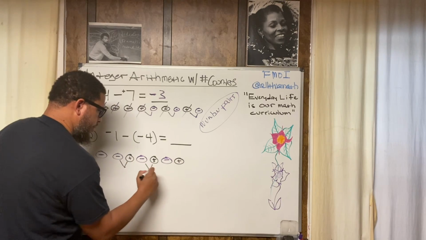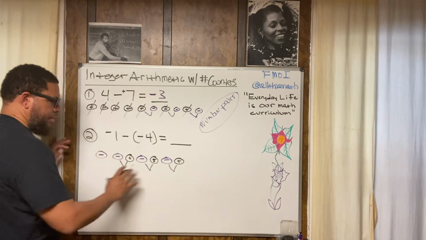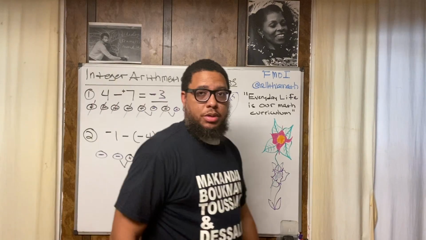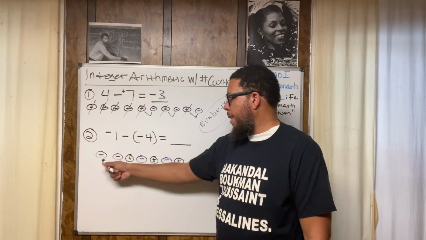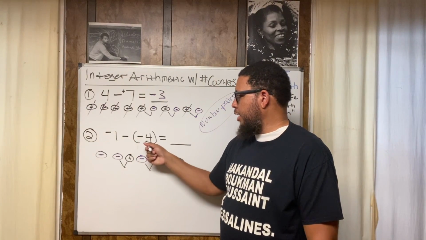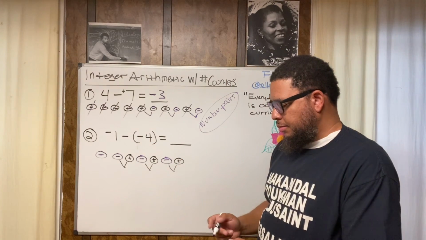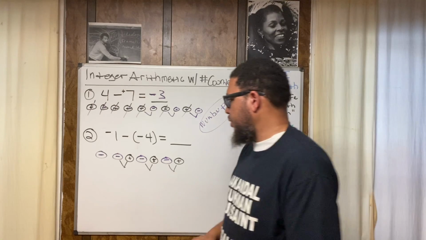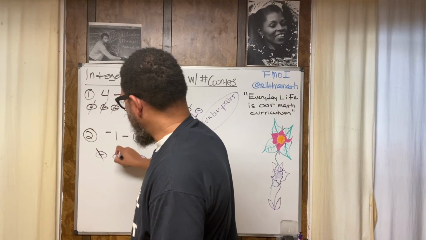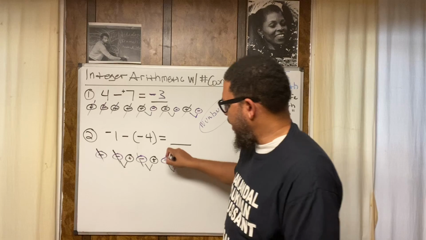All right, so look, these are my number pairs. It's all about the number pairs. Now, I started out with negative 1. I'm taking away negative 4. So I'm taking away these 4 negatives. I take away 1, I take away 2, I take away 3, I take away 4.